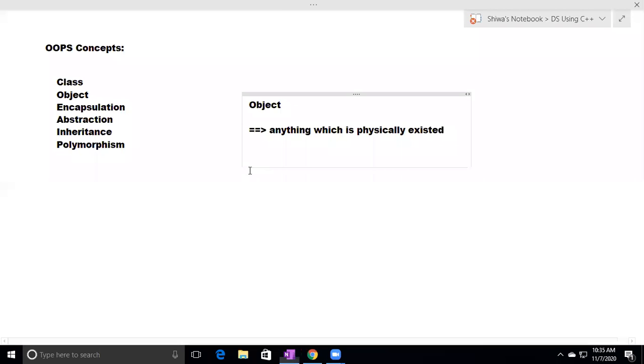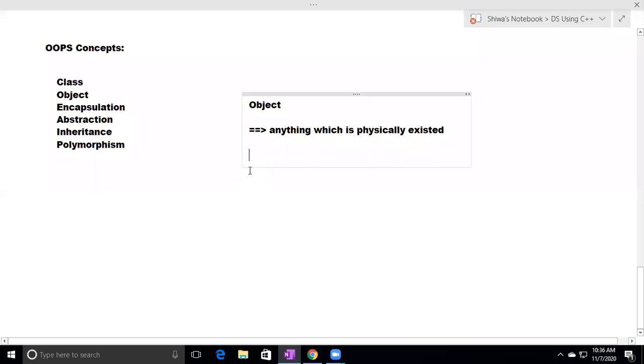So anything which is physically existed is called an object. Anything which is not physically existed is not called an object. For example, thoughts, imaginations, concepts, plants are not physically existed, so those are not called objects. Anything which is physically existed is called an object.